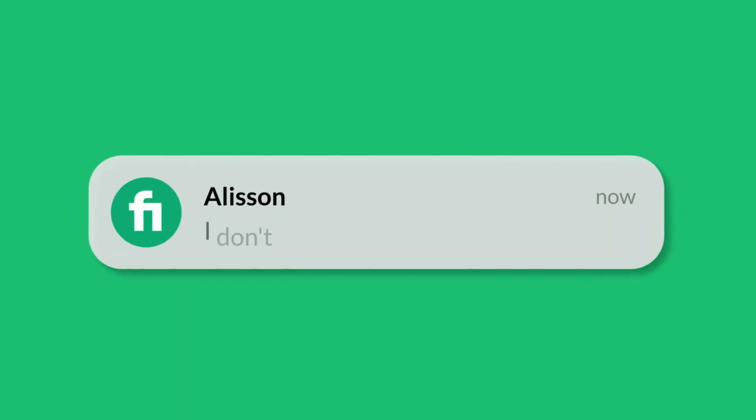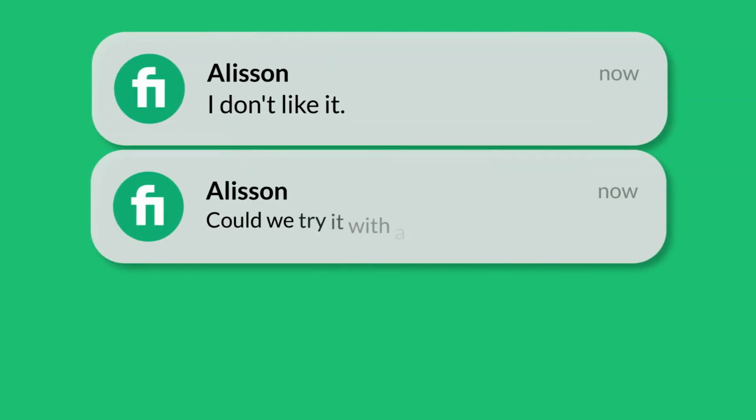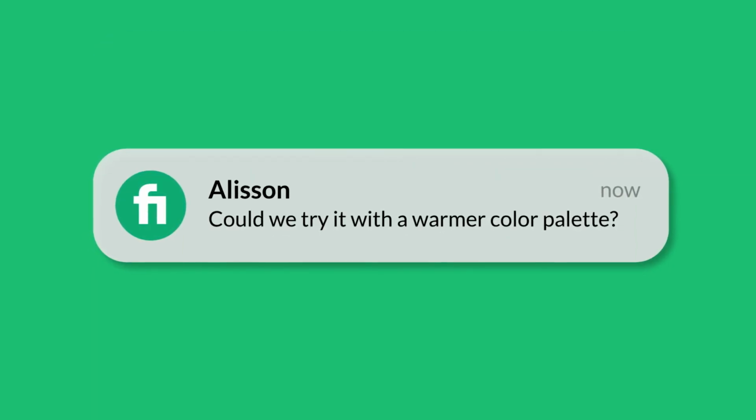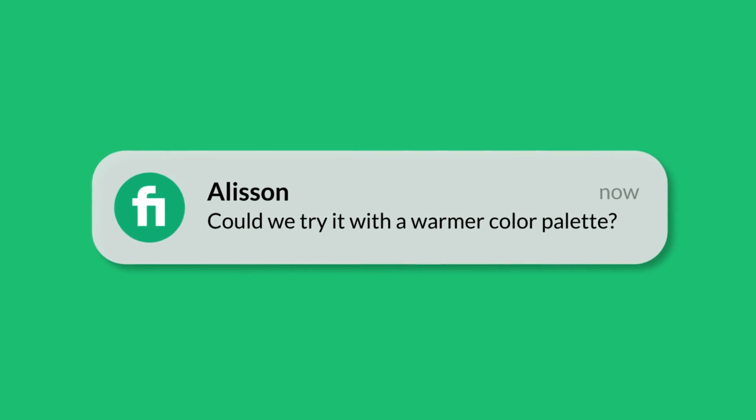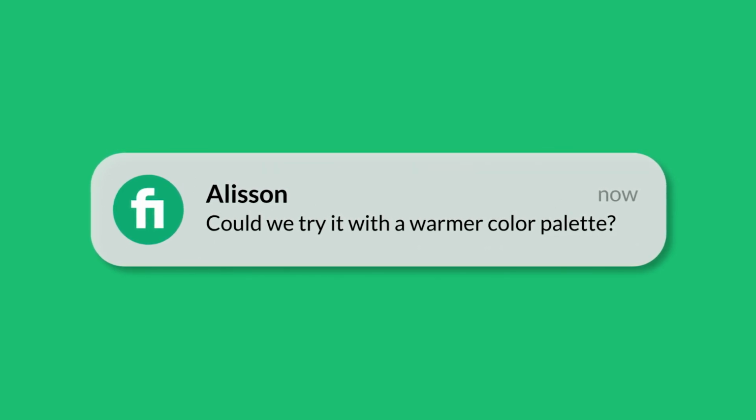When it comes to feedback, keep it constructive. For example, instead of saying flat out, "I don't like it," try something like, "Could we try it with a warm color palette?" Because that's the kind of approach that helps keep the process collaborative and positive. So there you have it. 4 steps to help you hire the right illustrator for your project.